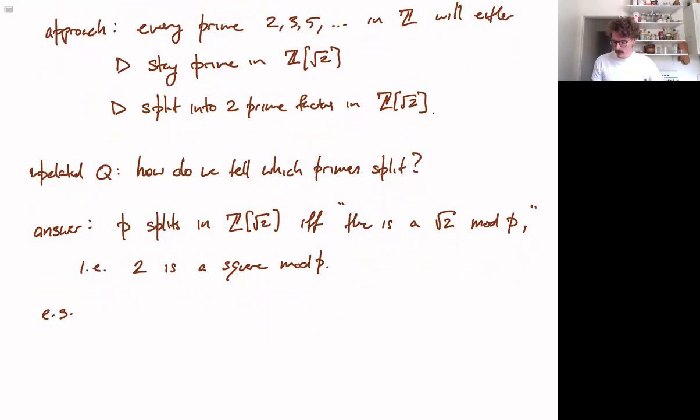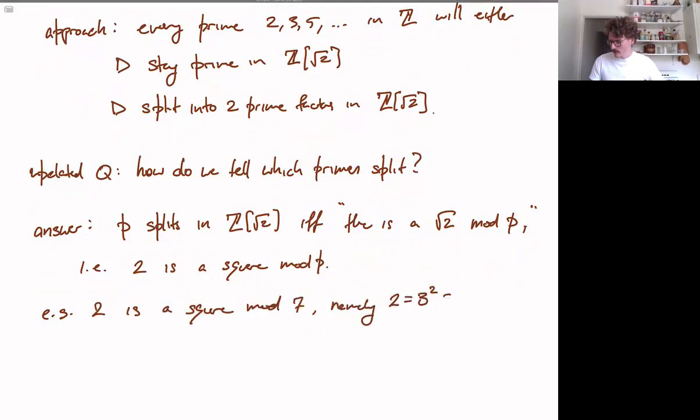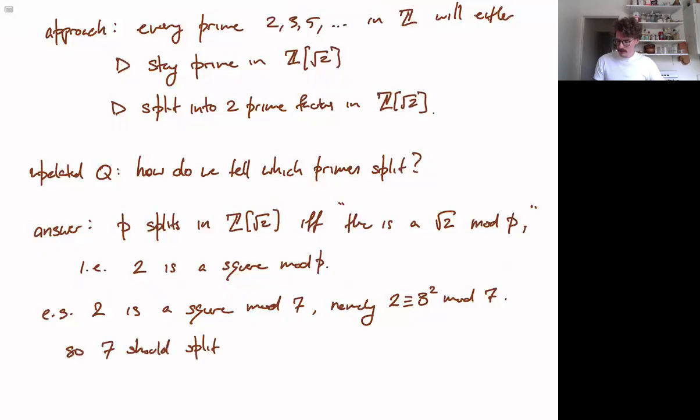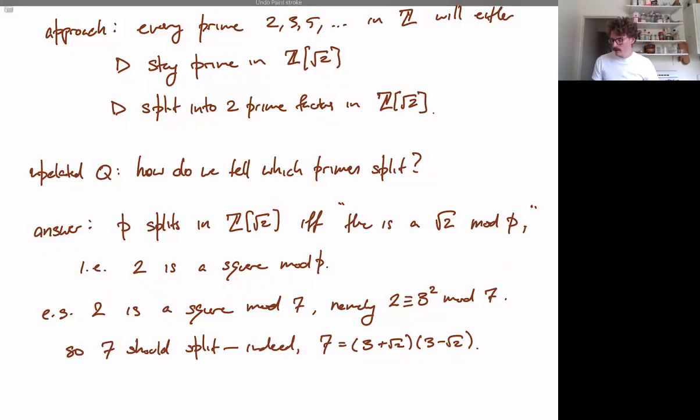So 2 is a square mod 7. In fact, 2 is congruent to 3 squared mod 7. 3 squared is 9, that is 7 plus 2. So 7 should split. And indeed, 7, you can check, is equal to 3 plus root 2 times 3 minus root 2. Basically, since you're doing a plus b times a minus b, when you FOIL this out, you'll get 9 minus 2, which is 7.